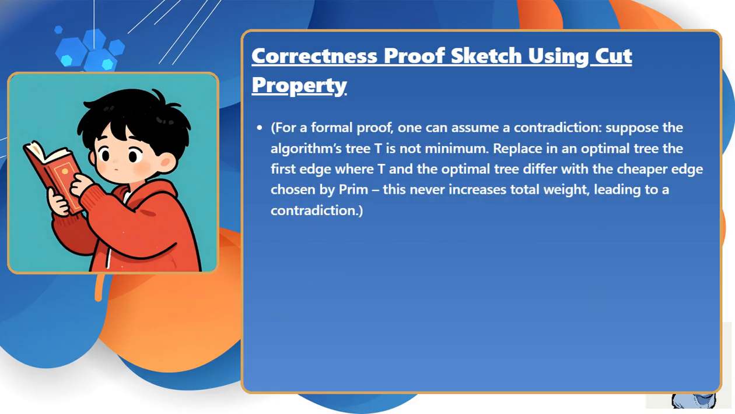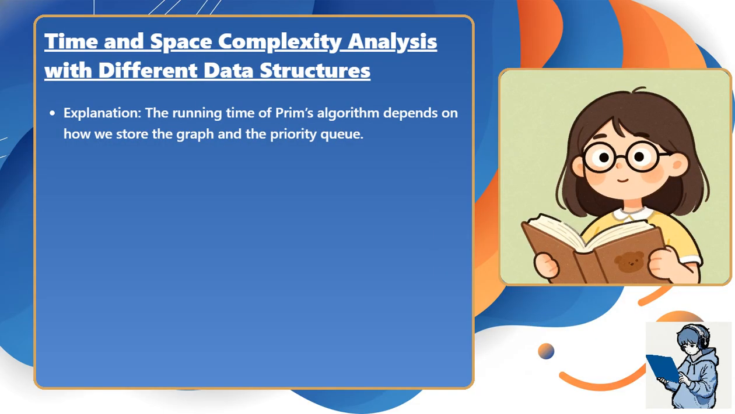For a formal proof, one can assume a contradiction. Suppose the algorithm's tree T is not minimum. Replace, in an optimal tree, the first edge where T and the optimal tree differ with the cheaper edge chosen by Prim. This never increases total weight, leading to a contradiction. Explanation: the running time of Prim's algorithm depends on how we store the graph and the priority queue.